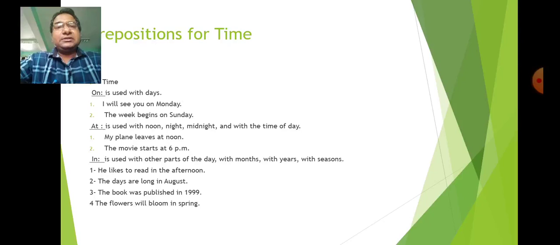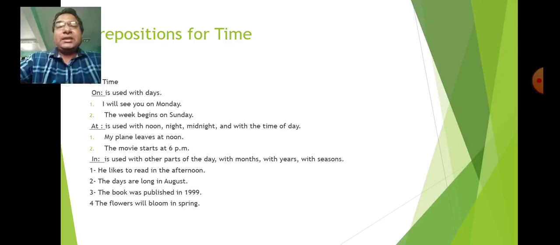See here, preposition of time: on. The first preposition is on. On is used with days. See the example: I will see you on Monday. The week begins on Sunday. The second prepositional word is at. At is used with noon, night, midnight, and with the time of day. For example, my plane leaves at noon. The movie starts at 6 p.m.